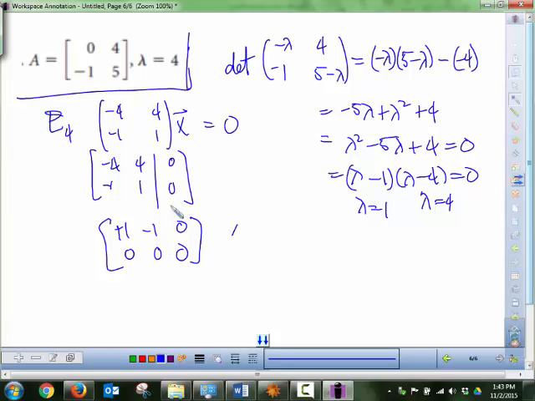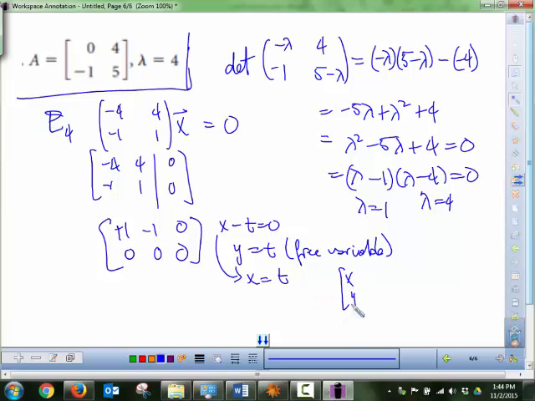I'll assign a free variable from the beginning. I'll say y is equal to t is your free variable. And then we have x minus t is equal to 0, or x is equal to positive t. So I have (x, y) is equal to (t, t). And if I factor out a t, I get 1, 1.